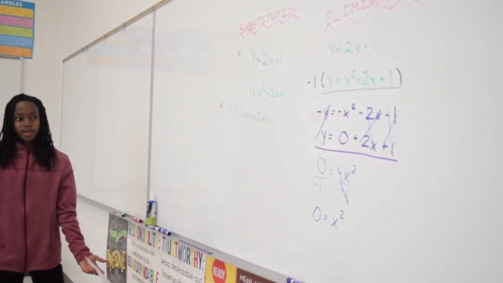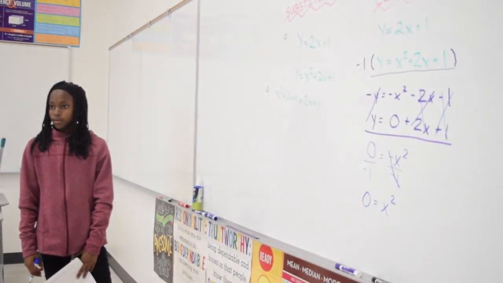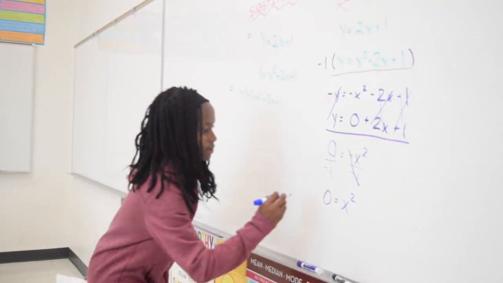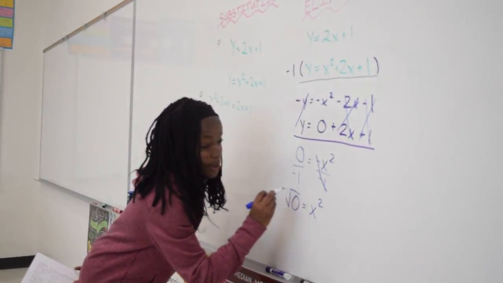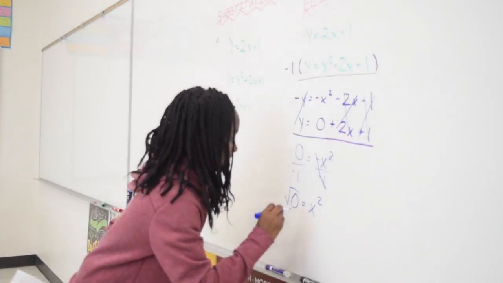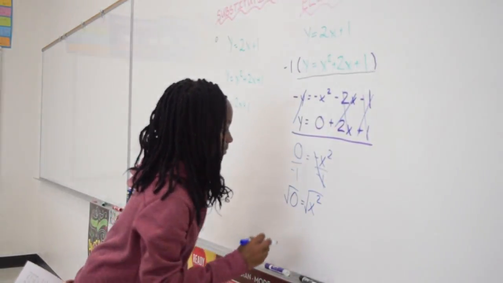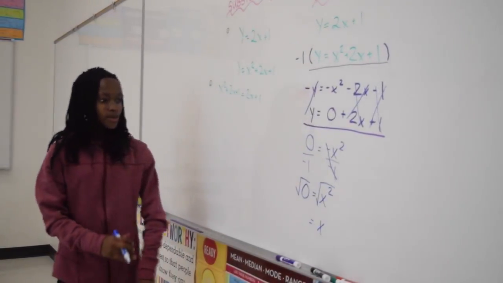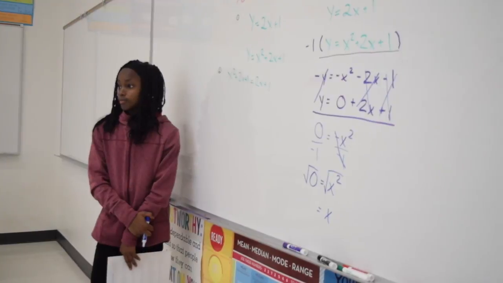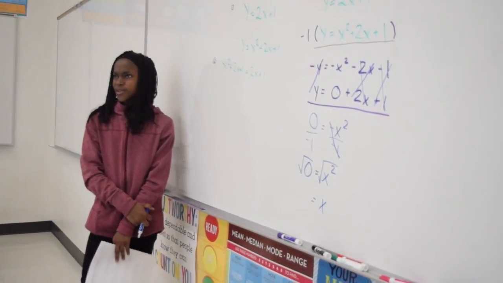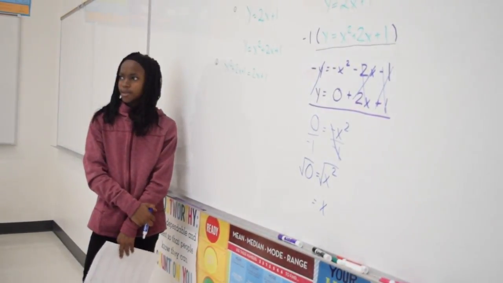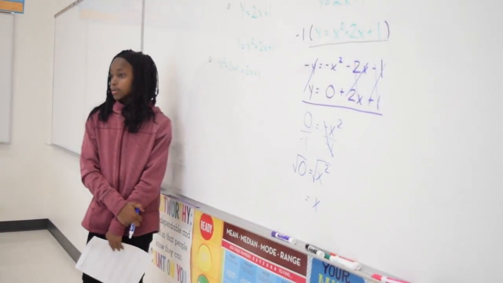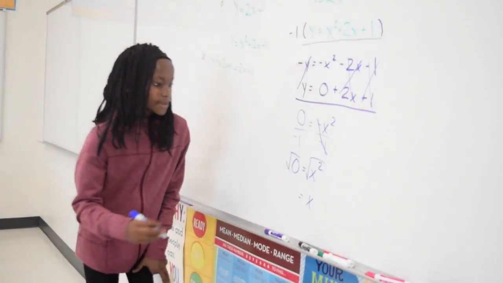Then what would I do? X is being squared, so we'll square root it. So you have been paying attention. What's the square root of 0? 0. But is it plus or negative 0? It's just 0. 0 is a neutral number though. There you go.